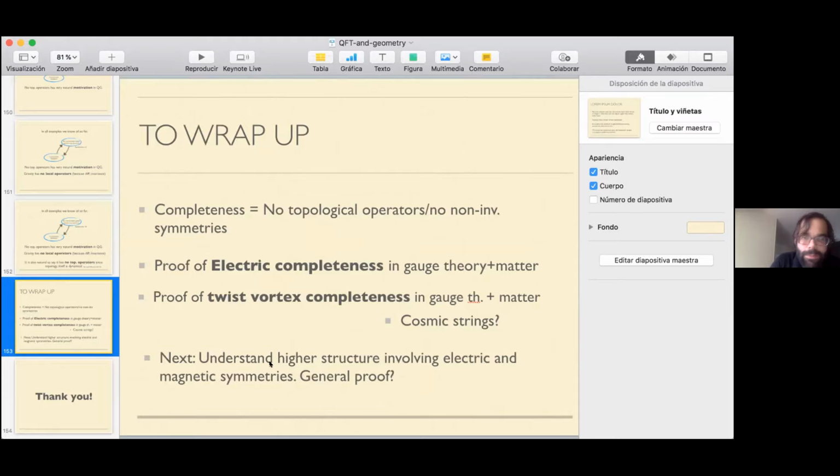So I cannot give you a good answer because I don't know. I would expect that in these examples, there are additional non-invertible symmetries that one needs to take into account. But I cannot really be more specific about it because I haven't thought about it. Okay, thank you.